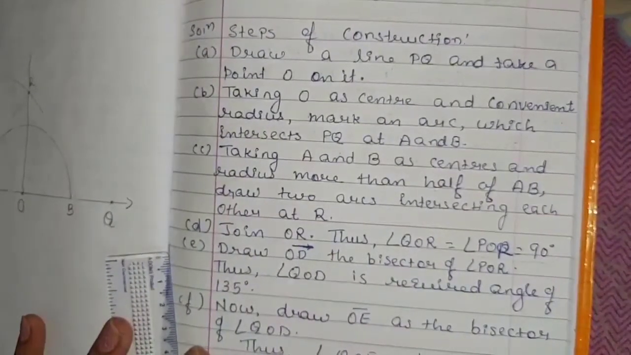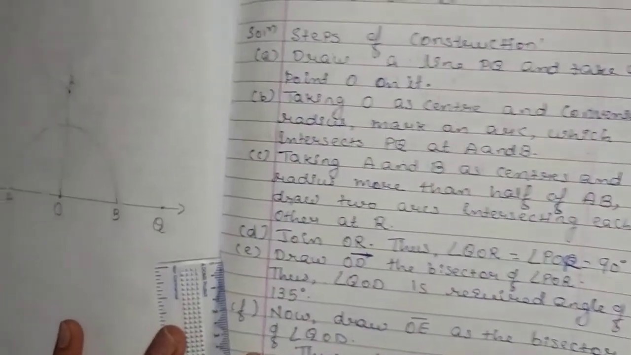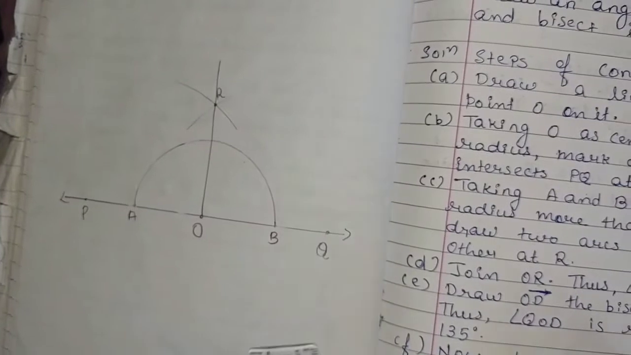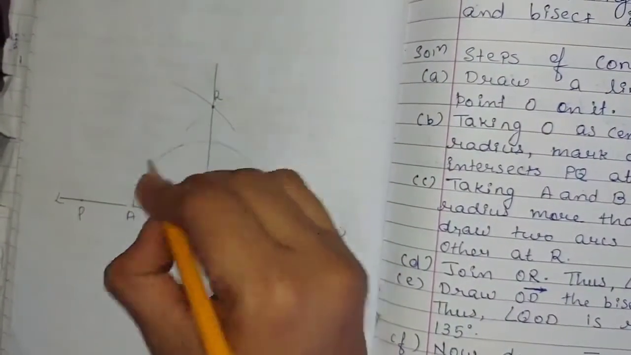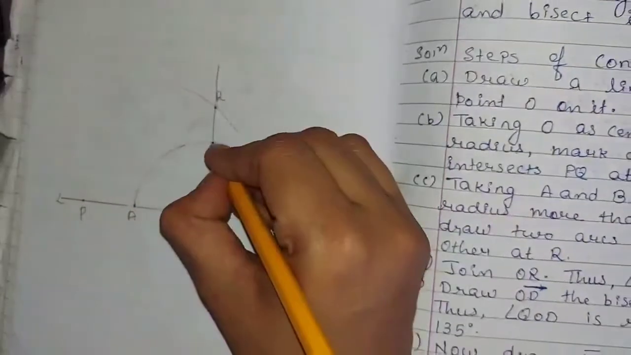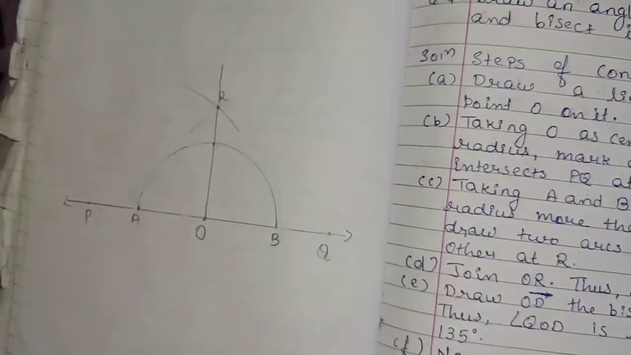Now the next step is to draw OD, the bisector of angle POR. So which angle do we have to bisect? We have to bisect this angle POR, that means we will bisect from this point and this point. And so that the whole entire angle will get 135.